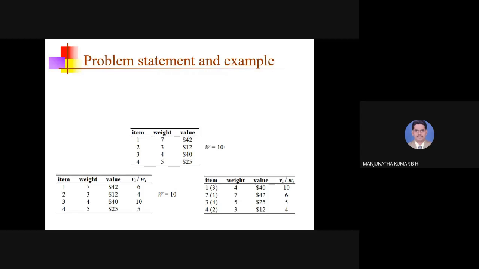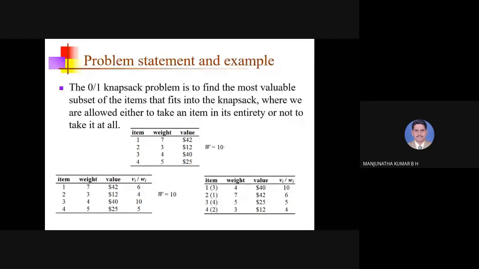So this is the very first step you have to do in a given problem: calculate the profit weight ratio and arrange the items in descending order of their profit weight ratio. This problem is called the 0 1 knapsack problem. The reason is, 0 means the item is not placed in the knapsack, and 1 means the item is completely placed in the knapsack. That is the meaning of 0 1.